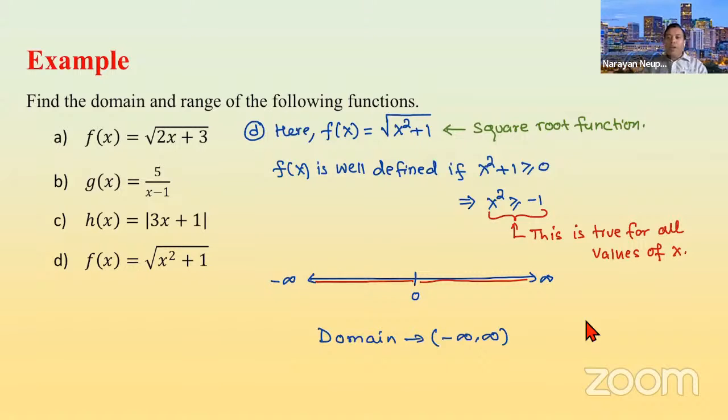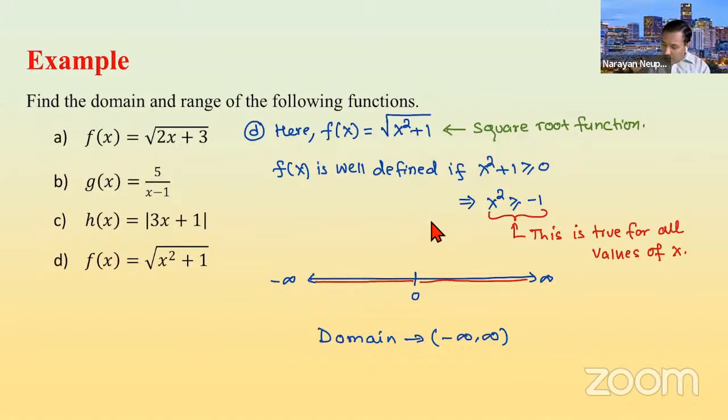Okay. So if there are no restrictions, like in C and D, the domain will be from negative infinity up to positive infinity. But if there are restrictions, then what we do is we draw the number line and remove the restricted value and everything else will be the domain.